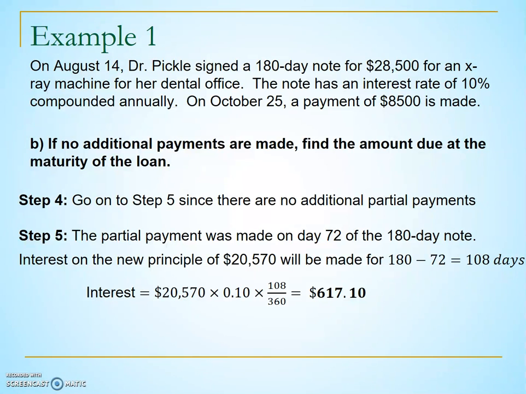This means that the amount due at the maturity date is $20,570 plus $617.10, or $21,187.10.